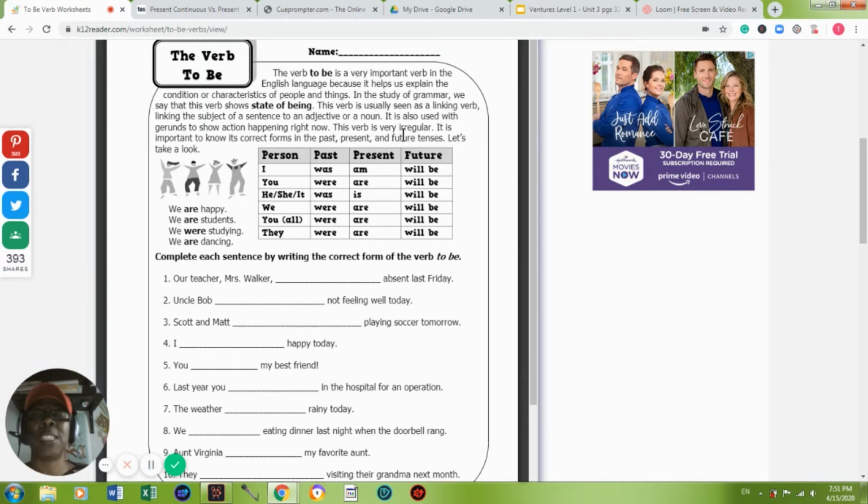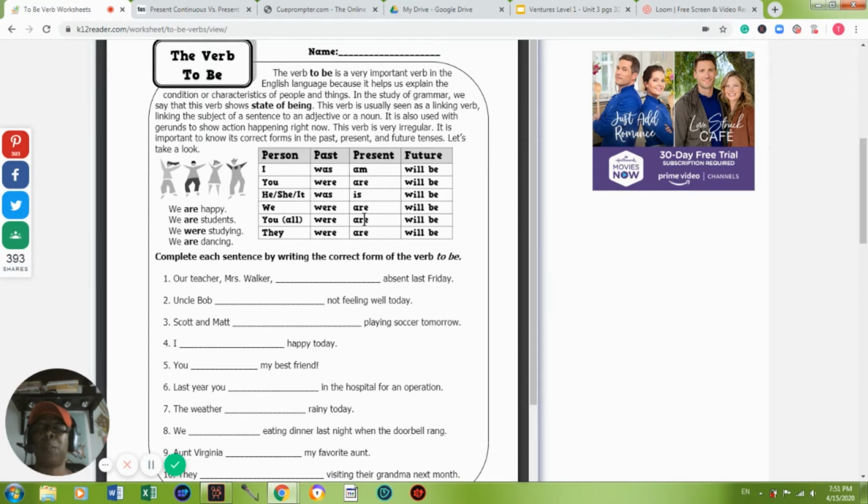This verb is very irregular, so it's not a regular verb. It is important to know its correct forms in the past, present, and future tenses. So let's take a look. So we talk about first person, second person, and third person. And we talk about first, second, and third person singular and first, second, and third person plural.